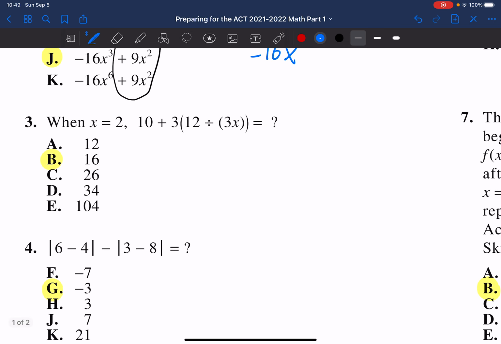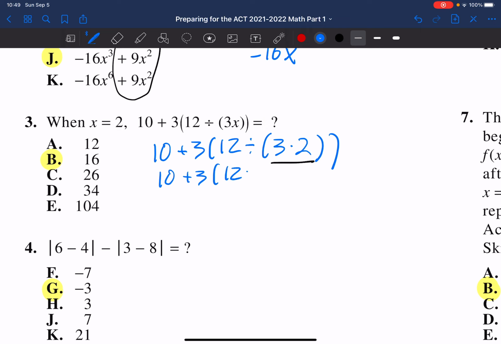Number 3. Here we have when x equals 2, we want to find the value of this expression. This is really just an order of operations question. So I'm just going to rewrite it, but instead of putting in x, I'm going to put in 2, first it's 3 times 2, like that. Order of operations says you do parentheses first. When you have multiple parentheses, you always do the inside parentheses first. So that means this is going to happen first.